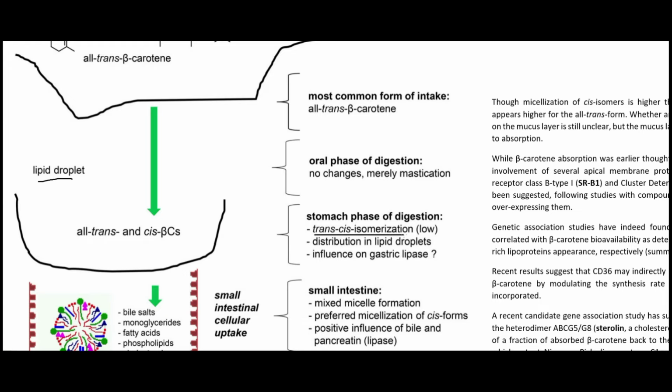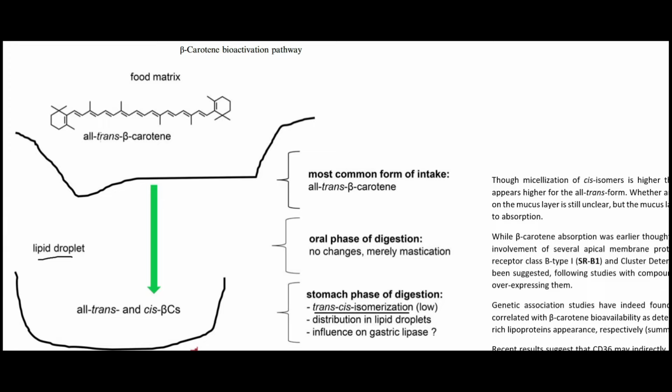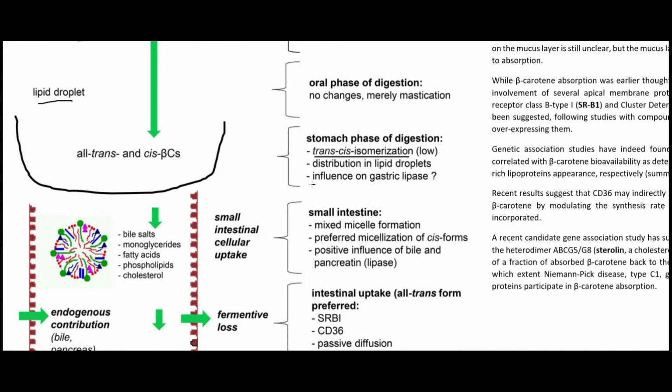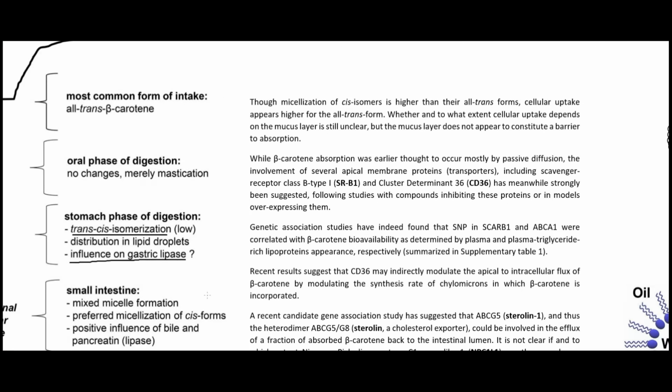it says that there is a low amount of this trans cis isomerization. So we see this is all trans, so they're all these trans double bonds here, but there might be some isomerization to cis double bonds. So the distribution, they go into lipid droplets, and this paper says they might influence gastric lipase. One other thing we'll notice all throughout this is there are a lot of question marks. The uptake of these fat-soluble vitamins is not really that well understood, even to today. So there's a lot of question marks. There's a lot of it may be done this way or that way, and so on.